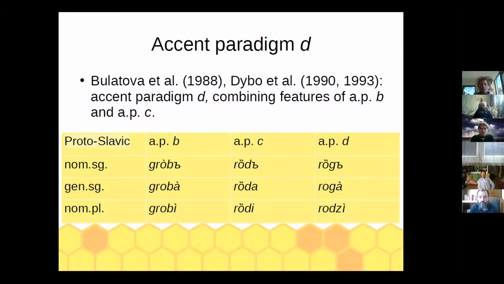Now, on the basis of an observation from the 1960s, Dybo and colleagues posited an accent paradigm D in the late 1980s, early 1990s. And this paradigm combines features of accent paradigms B and C. So now I've listed the Proto-Slavic accent paradigms B, C, and D next to each other. These are reconstructions. The right-hand column contains accent paradigm D, and you can see that the nominative singular form and also accusative singular has a falling tone on the root, like accent paradigm C, and it also loses the accents to clitics, whereas the oblique cases have end stress, like accent paradigm B. So it's sort of a mixture of the two paradigms.